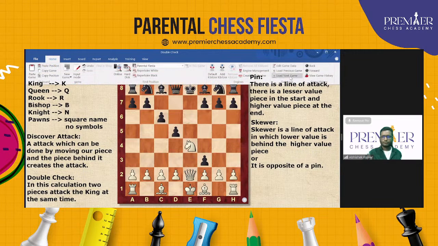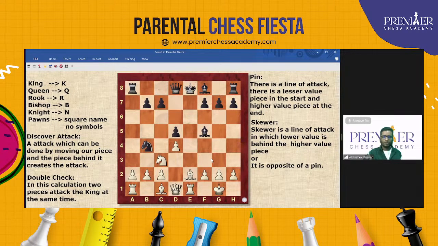We got the position over here. As you can see, again, we are playing from the white side, and we need to do a double check over here. Again, there is a king, there is the rook, and here is the bishop. So where can we play the bishop so that it will be a double check? That's the question. Sir, B5. Bishop to B5.